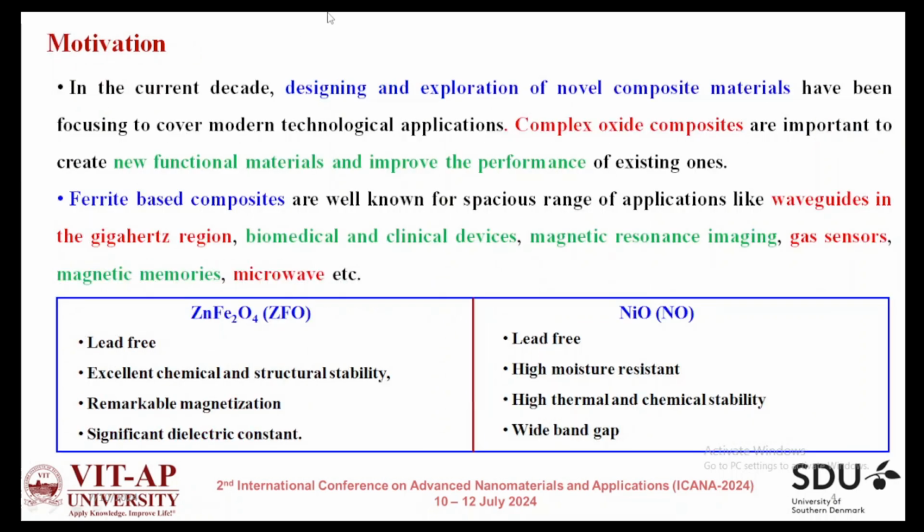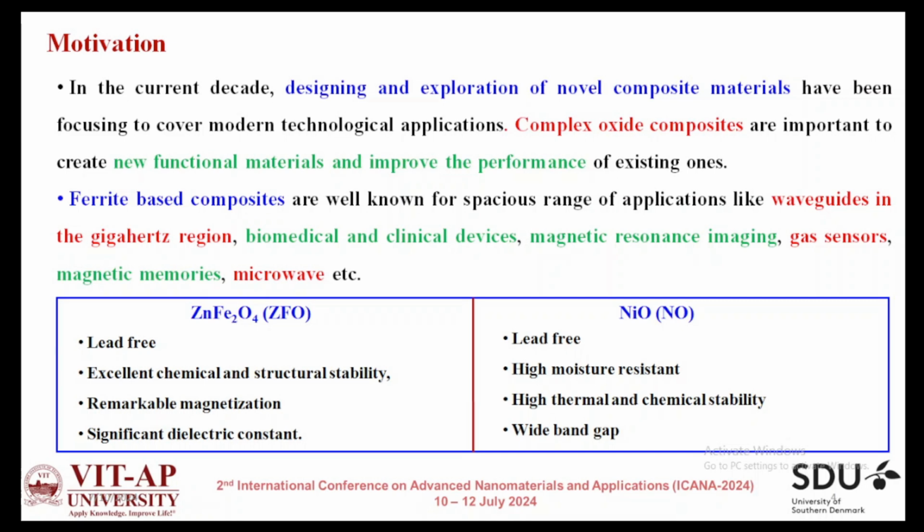So in the current decade, or in the current era, designing and exploration of novel composite materials have been focused on for multiple technological applications. Among these composite materials, ferrite based composite materials are well known for multiple applications in the magnetic field, gas sensing field, microwave field, and biomedical and clinical devices. Among those ferrite materials, zinc ferrite is very promising because it is lead free, it has excellent chemical and structural stability, as well as moderate magnetization and significant dielectric constant.